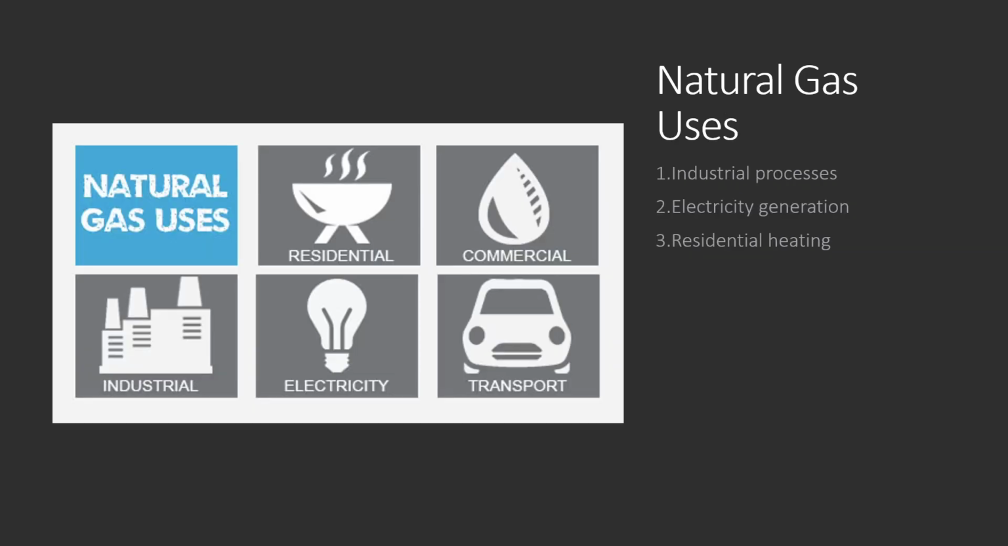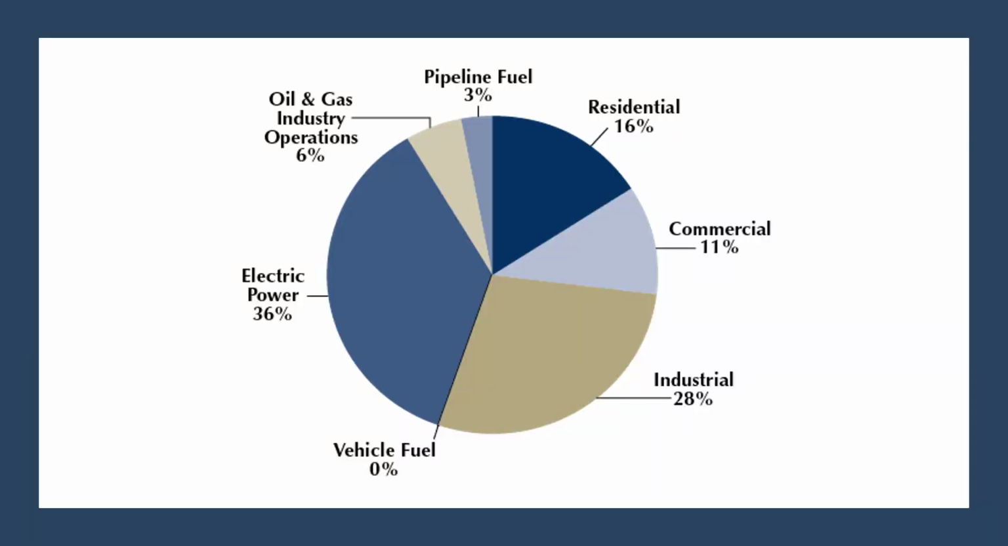Natural gas can be used residentially, commercially, industrially, for electricity, and for transportation. Industrial processes, it can be used for electricity generation and residential heating. So this just shows you where the natural gas is being used. For the most part, it's electric power. A pretty big component is used industrially, then commercially and residentially. None for vehicle fuel. Now it's 0%.